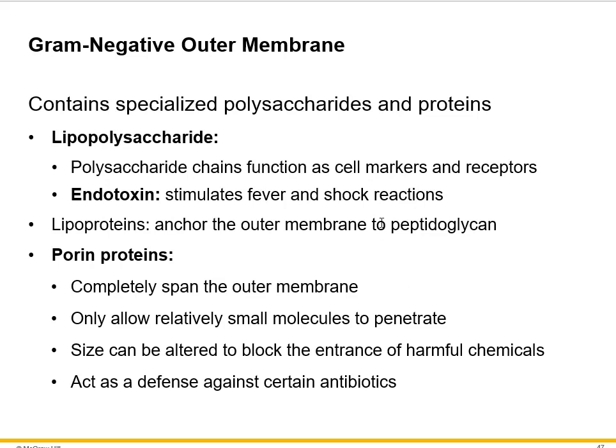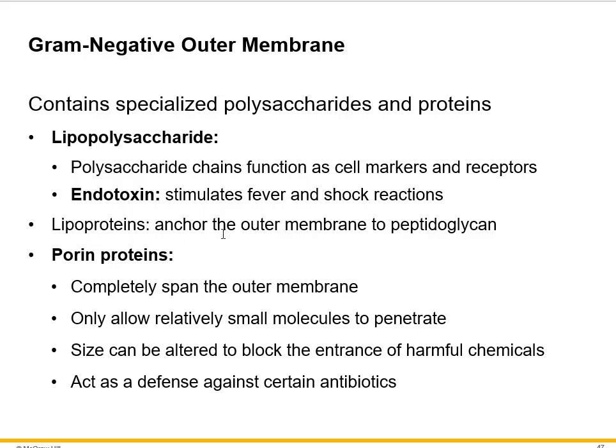The outer membrane of gram-negatives is unique to gram-negatives. They have the lipopolysaccharides, which is a polysaccharide chain that functions as a cell marker and receptor, but it's also an endotoxin. It stimulates fever and shock symptoms in us. So whenever a gram-negative cell comes into contact, it can cause slight inflammation and fever.